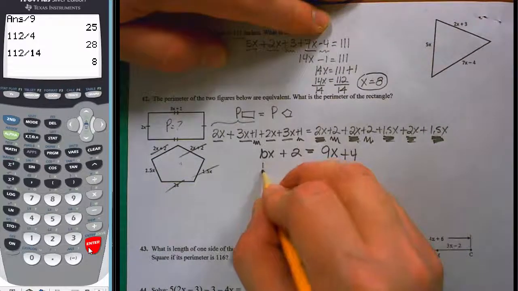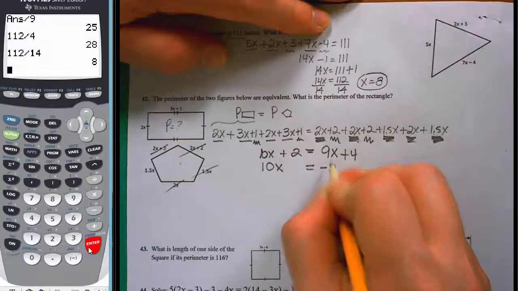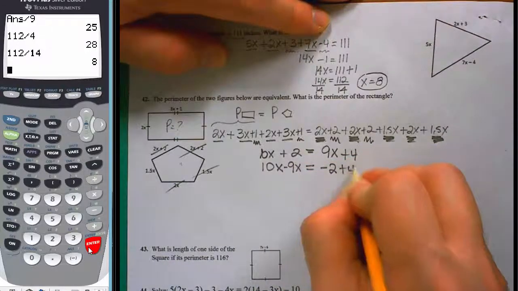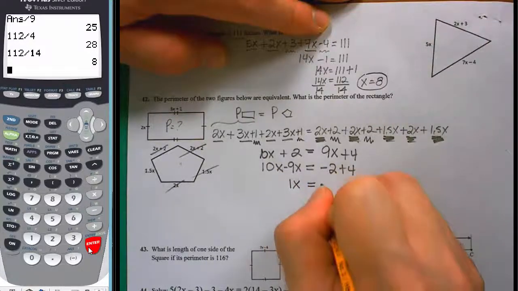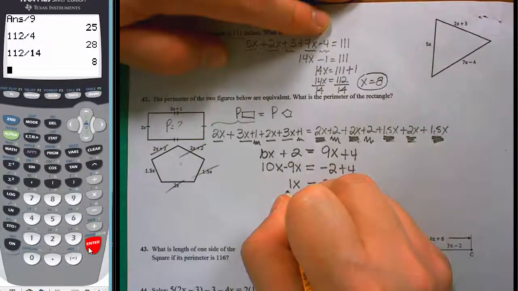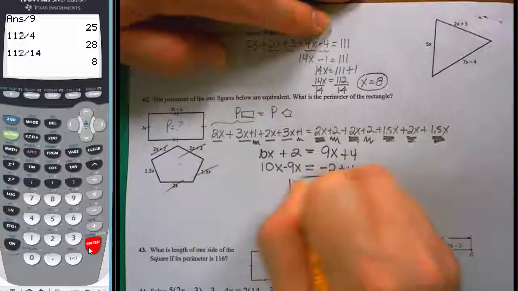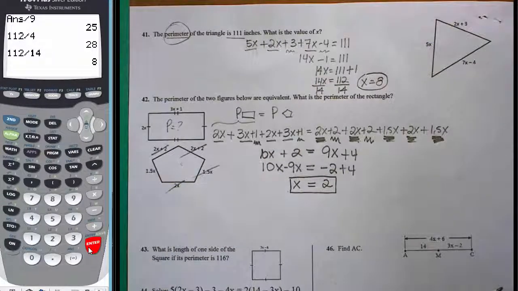So the 10x is going to stay, but this 2 is going to go to the other side. This 9x needs to move, so it becomes negative 9x, and the 4 comes down. So on this side I get 1x, and on the other side I get a 2. And basically the x is alone, so that's my answer: x equals 2. But remember, this problem does not ask for x. It asks for the perimeter of the rectangle.